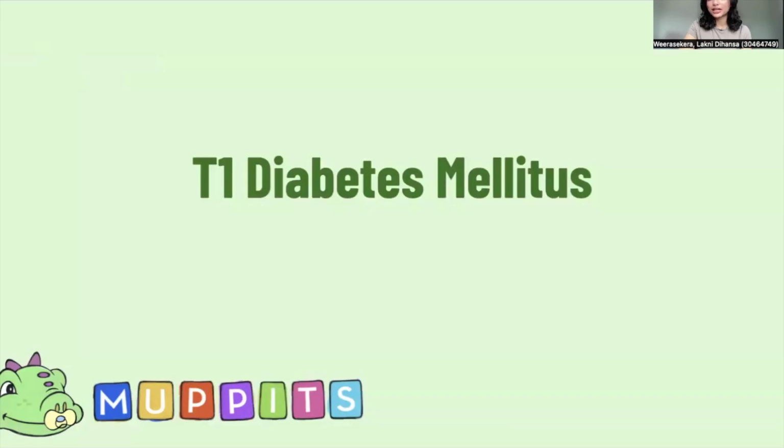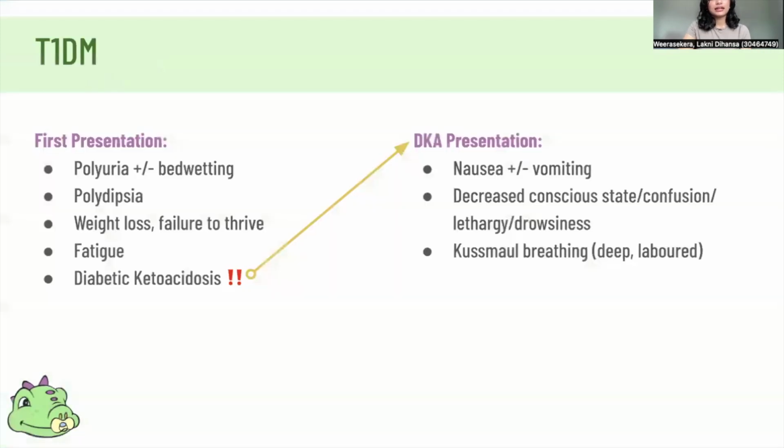We're starting with type 1 diabetes. It's really important that you learn how to identify a first presentation of diabetes. It is quite different to how you get a presentation in adults. You often get kids presenting with polyuria or bedwetting, polydipsia, so feeling really thirsty. Kids often have weight loss or failure to thrive and fatigue. And a lot of kids do present with DKA as their first presentation.